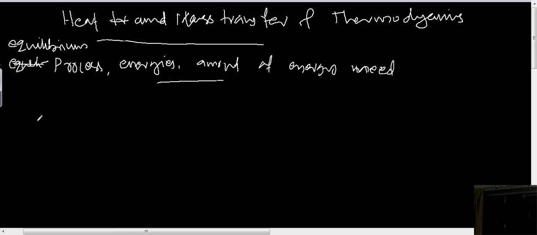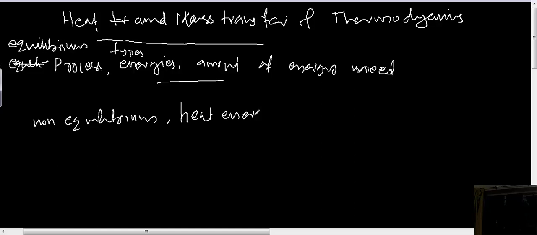In heat and mass transfer, we deal with non-equilibrium processes, or non-equilibrium phenomena. Now here we learn about only one energy, that is one of the internal energy, that is heat energy. We learned about the amount of energy needed.